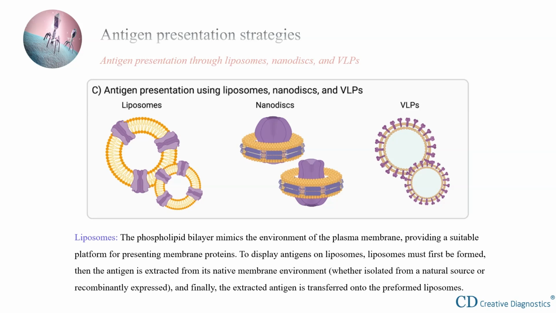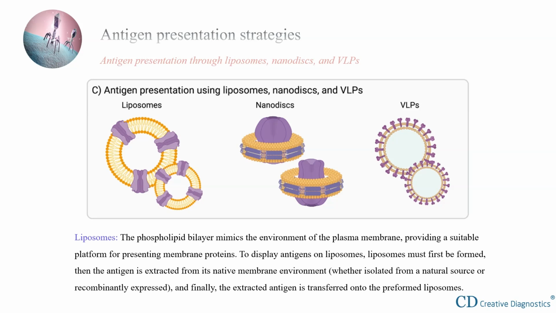Liposomes are spherical vesicles composed of one or more phospholipid bilayers enclosing an aqueous core. The phospholipid bilayer mimics the environment of the plasma membrane, providing a suitable platform for presenting membrane proteins. To display antigens on liposomes, liposomes must first be formed, then the antigen is extracted from its native membrane environment, whether isolated from natural sources or recombinantly expressed, and finally, the extracted antigen is transferred onto the preformed liposomes.